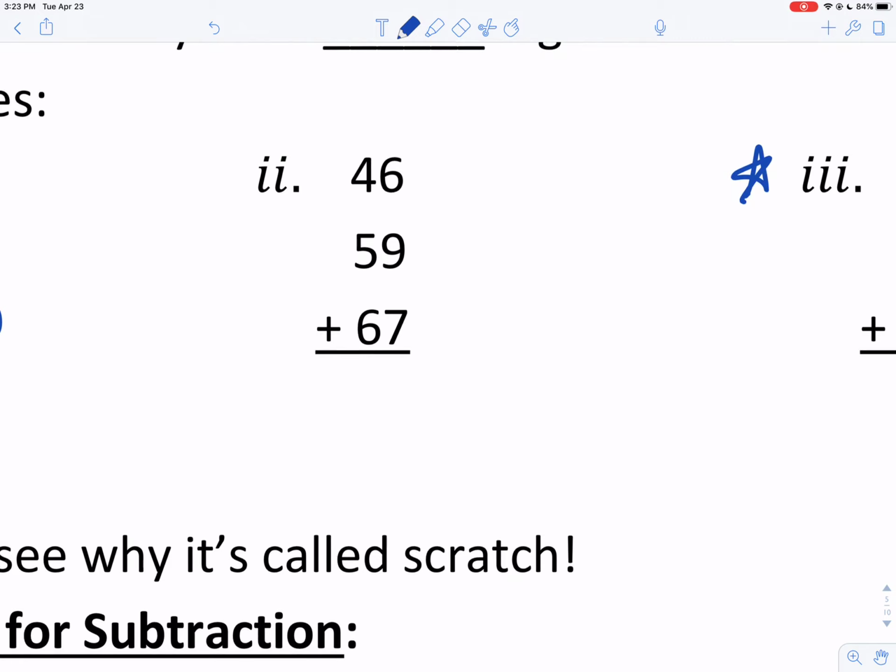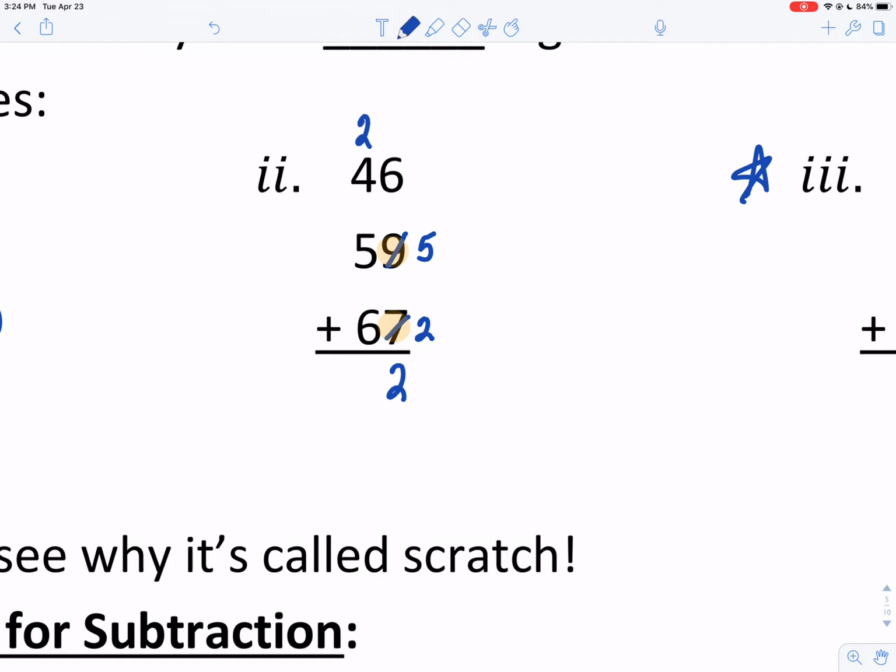Okay, so 6 plus 9 gives me 15. So instead of writing 15, I do a scratch and a 5. Now I'm going to add my digits. 5 plus 7 gives me 12. So I'm going to do a scratch and a 2 and put the 2 at the bottom. Now how many scratches did I have? I had 2 scratches, so I'm going to put that at the top.